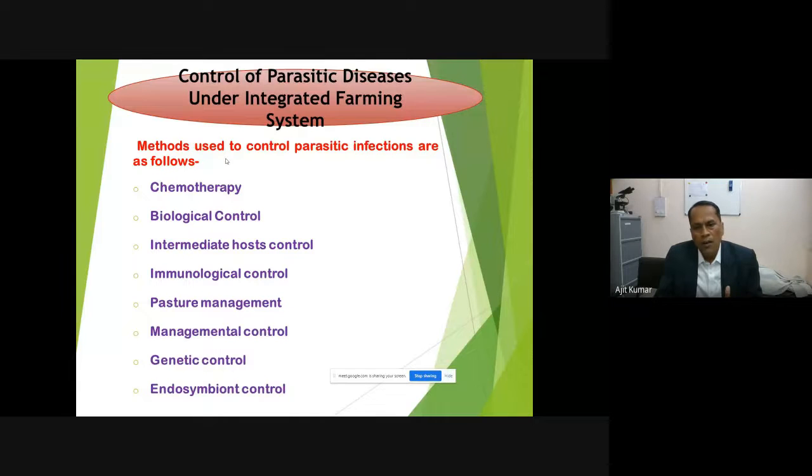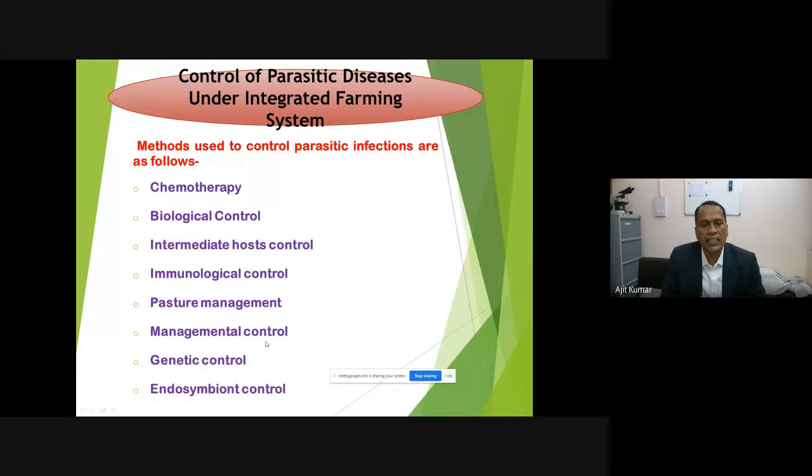Because parasites are found inside the body or on the body of the host. When parasites are found inside the body, like worms and helminths, their stages like eggs are excreted through the feces into the environment and come to the pasture. Then on the pasture, they develop into infective larvae. So during grazing, livestock pick up the infective larvae and get the parasitic infection. So by using pasture management, we can control the parasitic infection.